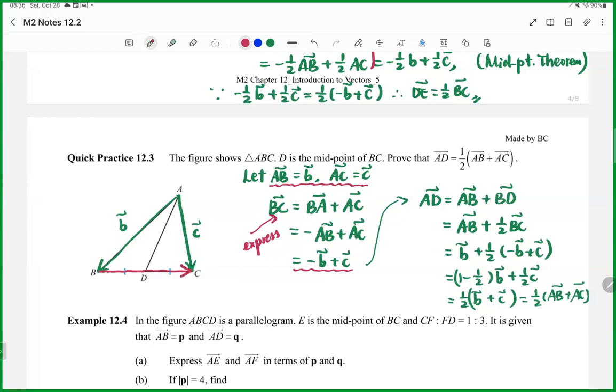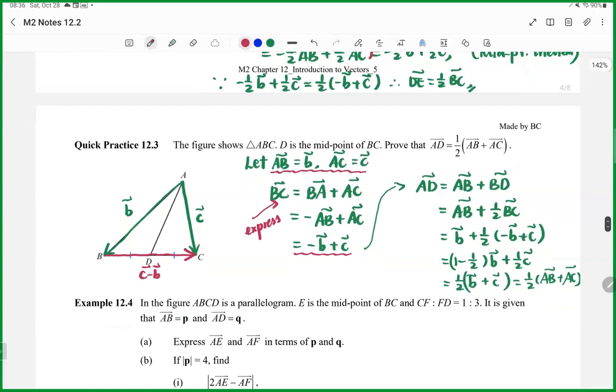On Thursday, I discussed this with you. If you know the subtraction well, that's C minus B. So if you get BC first, then AD can be expressed. Remember AD, here I use AB plus BD. Alternatively, AC plus CD should also work, and you should get the same answer. In the final steps, you should show that AD equals 1/2 times B plus C, which is 1/2 times AB plus AC. That's it.